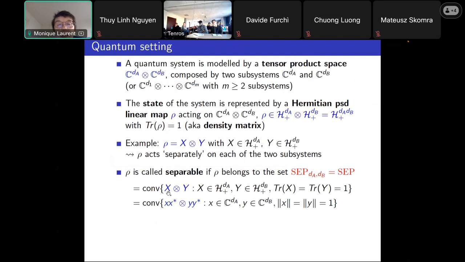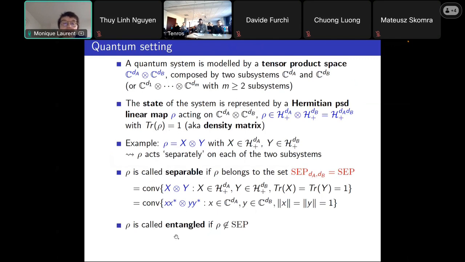Of course, if X is Hermitian PSD, you can write it as a sum of rank 1 matrices. And you can do the same for Y. So then you could as well say that rho is separable if it lies in the convex hull of all matrices of the form xx*, tensor product yy*, where x is in the first space, y is in the second space. So now little x, little y are vectors, normalized of norm 1. So this is this capital set, SEP set, or if I want to distinguish what are the dimensions, I put dA dB. This is a crucial set of separable states.